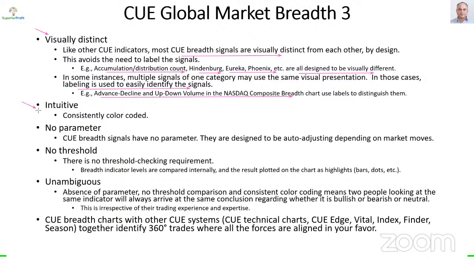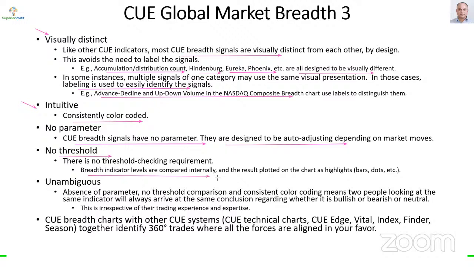Just like in Q systems, everything is consistently color coded. Just like Q Global, green is bullish, red is bearish. Just like Q Global, there is no parameter. They're designed to be auto-adjusting depending on market moves. There is no threshold, just like Q Global.